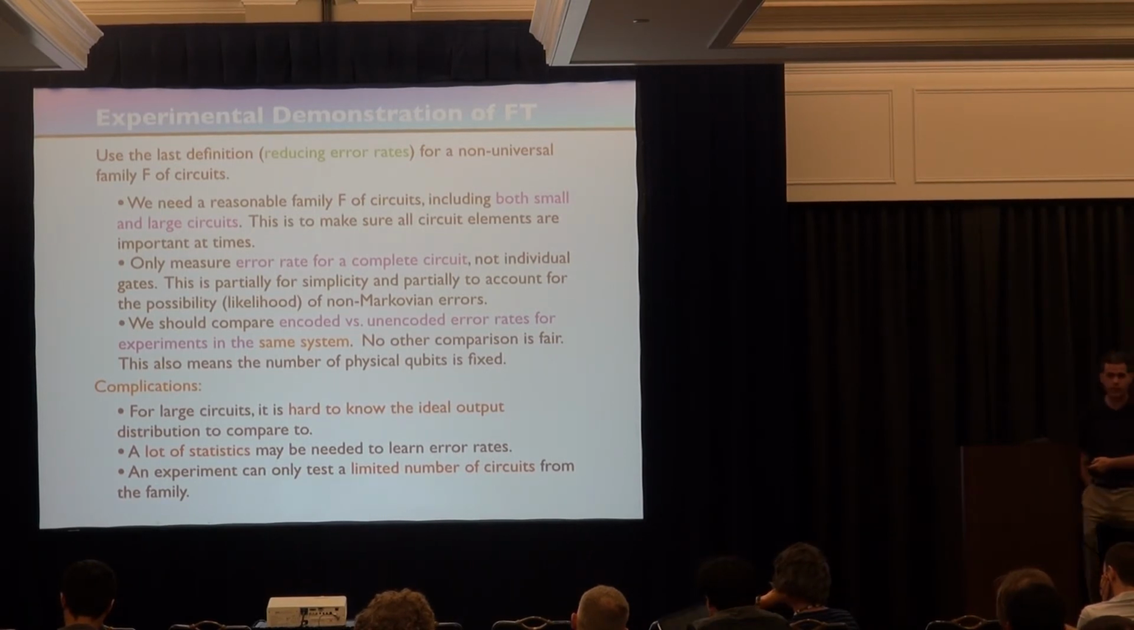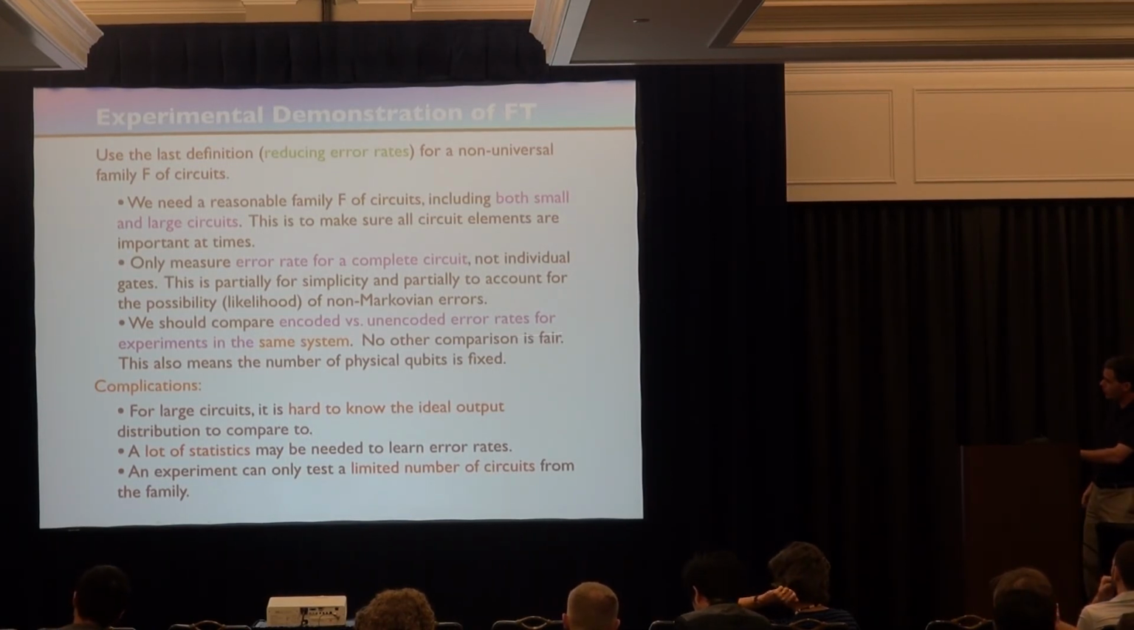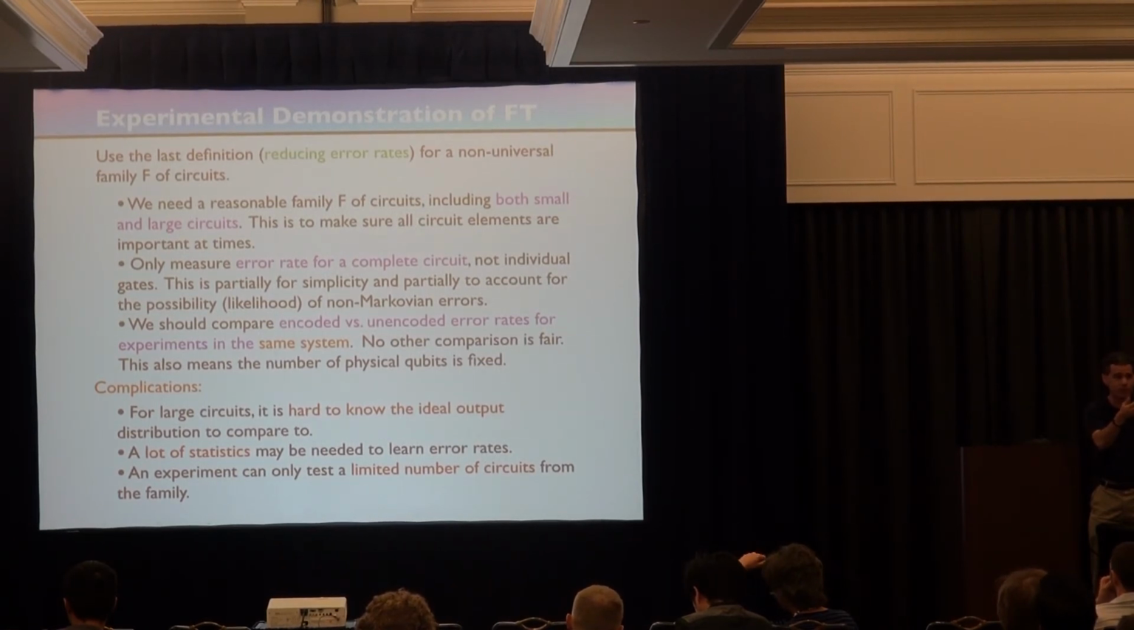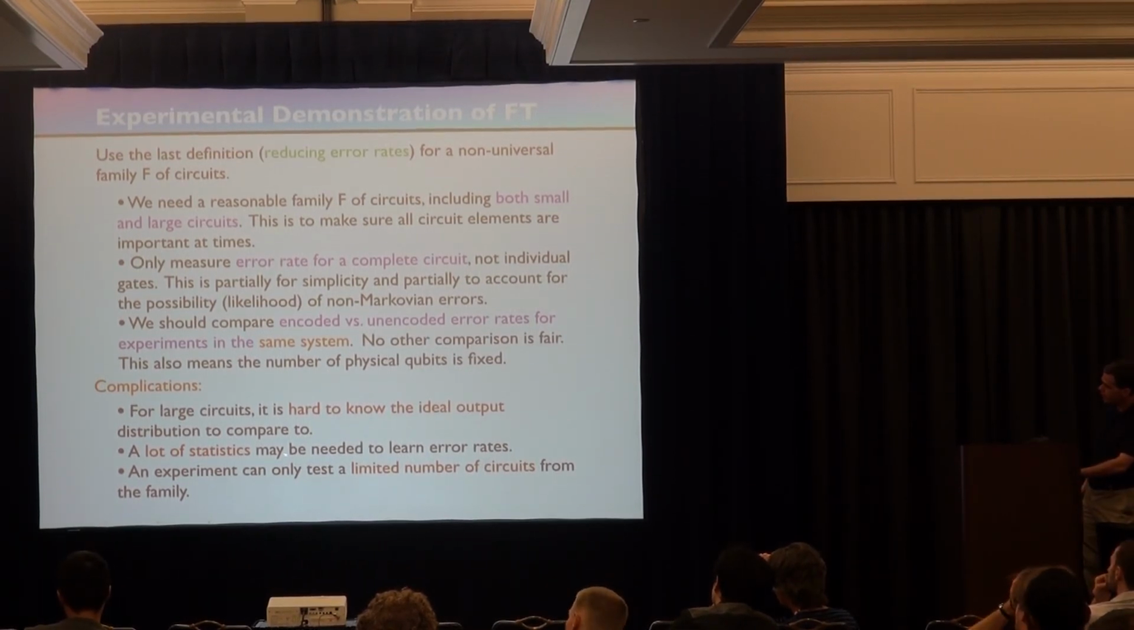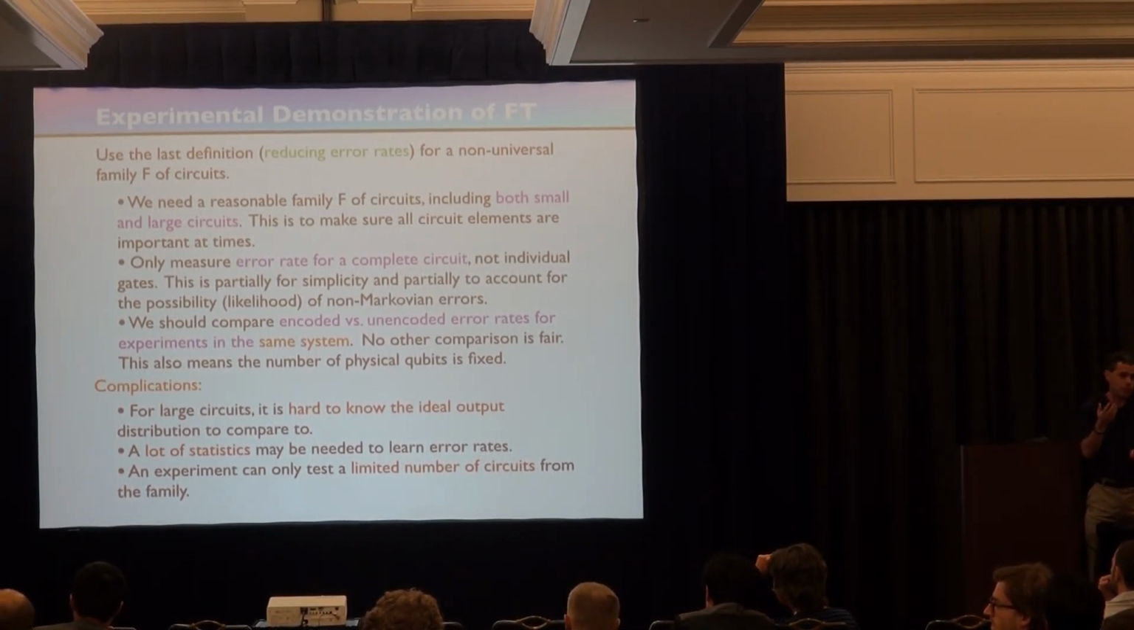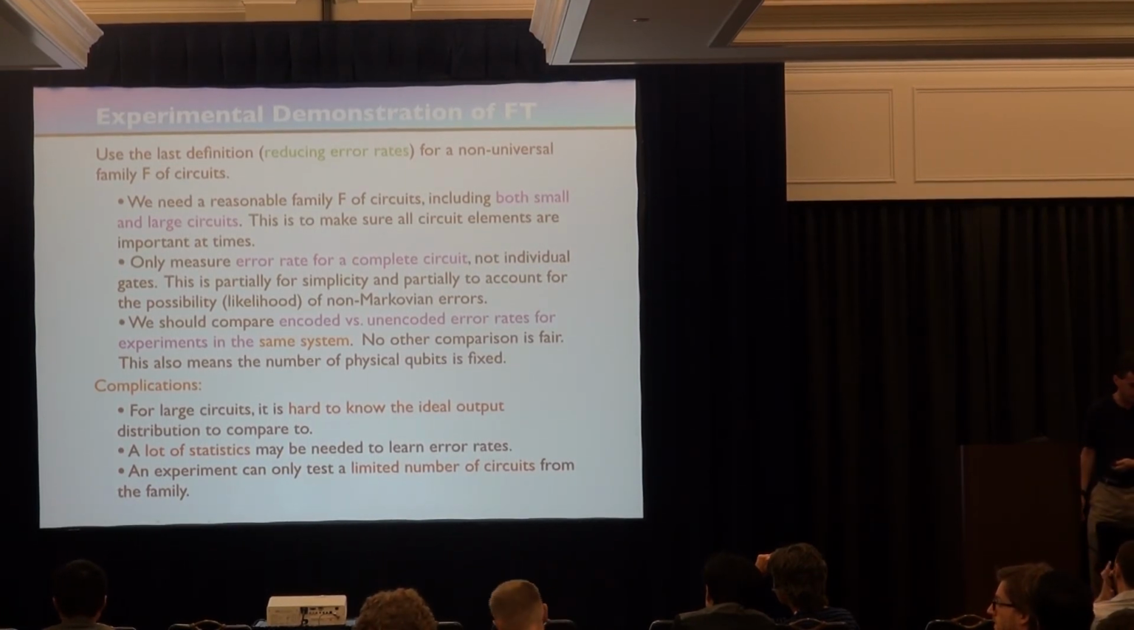And to actually do this experimentally, there's a lot of other complications. For one thing, for small experiments, it's not so bad, but once you start to scale this up to larger systems with many logical qubits, the error rate is the difference between the actual output distribution and the ideal output distribution. But to calculate that error rate, you need to know what the ideal output distribution is. And if you have many large qubits, that's going to be hard to do. Also, it requires a lot of statistics to actually get a good measurement because presumably the error rates are low. So that's a problem as well.